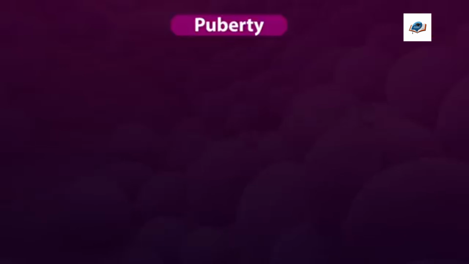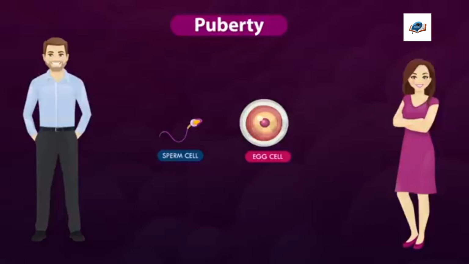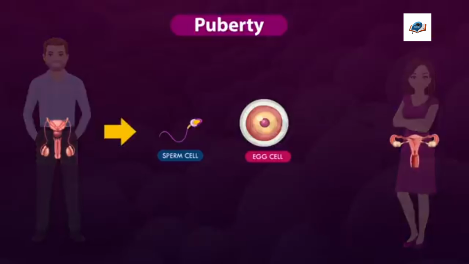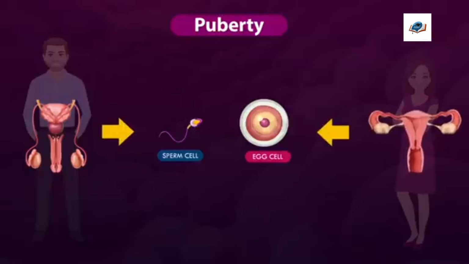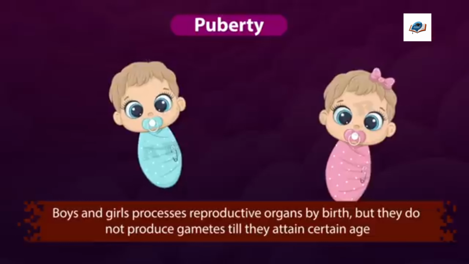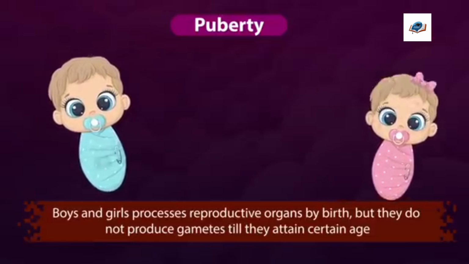Puberty. Human reproduction is sexual type. For sexual reproduction, sex cells or gametes are required. These gametes are produced by the reproductive organs. Male reproductive organs produce male gametes and female reproductive organs produce female gametes. Boys and girls possess reproductive organs by birth, but they do not produce gametes till they attain certain age.